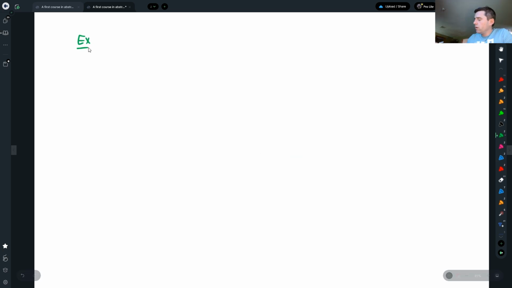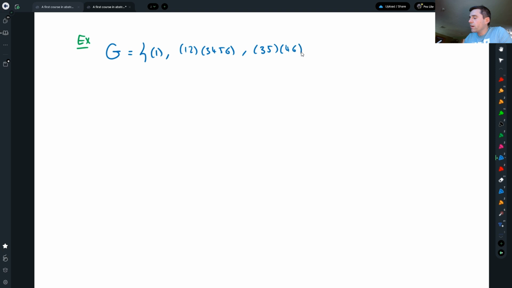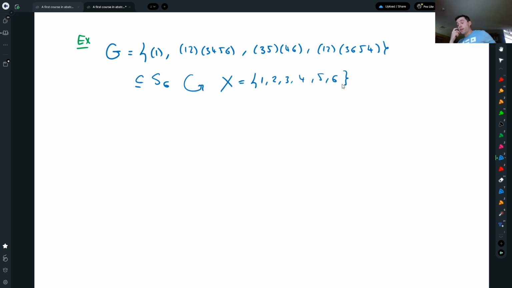Let me give you a little bit more exotic example. So let G be the subgroup whose elements are (1), (1 2 3 4 5 6)... actually (3 5 4 6), and (1 2 3 6 5 4). This is a subgroup of S6, and it acts on X, which is {1, 2, 3, 4, 5, 6}. You can check that that is actually a subgroup of S6.